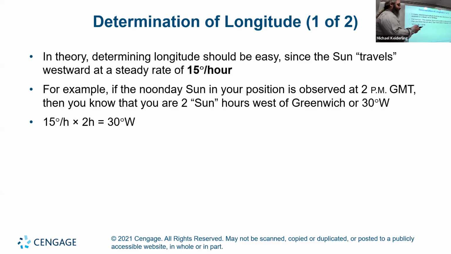At least the Western people did. The Polynesians had something because the Polynesians were like the best sailors ever. But a lot of that knowledge was lost. So for example, if the noonday sun position in your position is observed at 2 p.m. GMT, then you know you're 2 hours west of Greenwich, or 30 degrees west. So 15 degrees per hour times 2 hours is 30 degrees west. But you need a clock at Greenwich Mean Time.